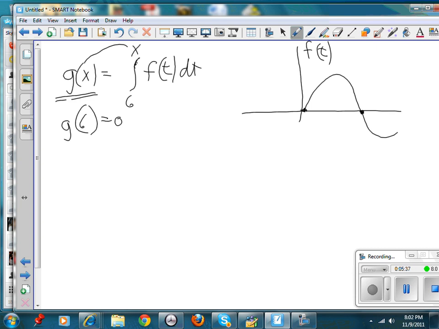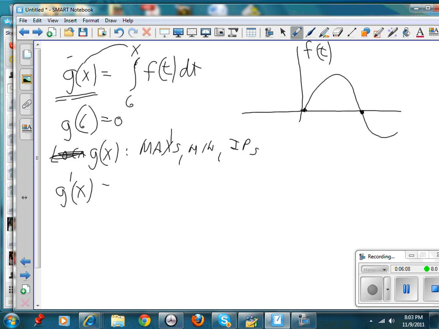Okay? Now, then I might ask you questions, well, find all the local maxes. Find the local max of g of x. Local max. In fact, let's just say on g of x, I want maxes, mins, inflection points. Oh, they're asking me all these things that require a derivative. Well, what's a derivative? G prime of x by the fundamental theorem is what, right? If I take the derivative of an integral, I get back to what I started with. So that's just f of x.